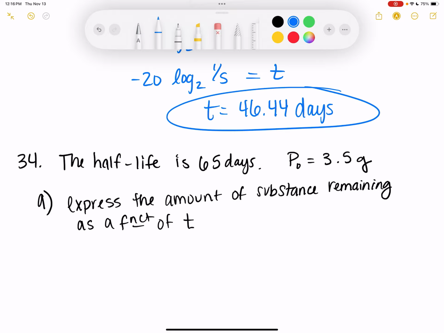So I know P0 is 3.5. The half-life is 65 days. So that means I'm going to have negative T over 65 for that part. And then that way it'll be 2 to that there. Or you can write it as 1/2 to the positive T over 65, up to you. So my initial equation is P of T is equal to 3.5 times 2 to the negative T over 65. And that's all that they're looking for in part A.